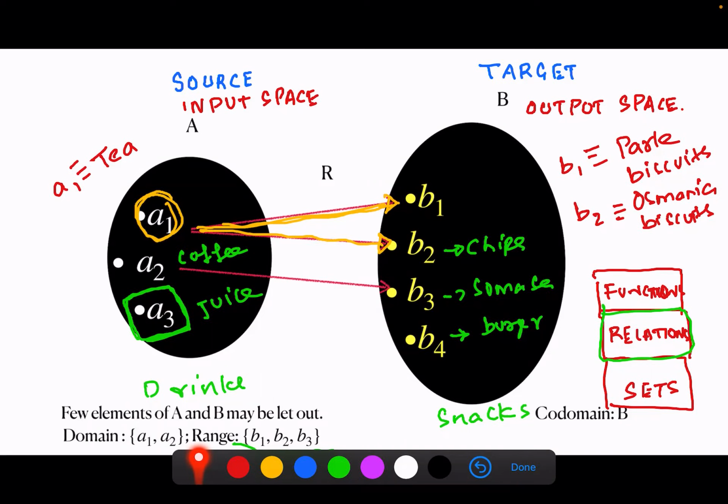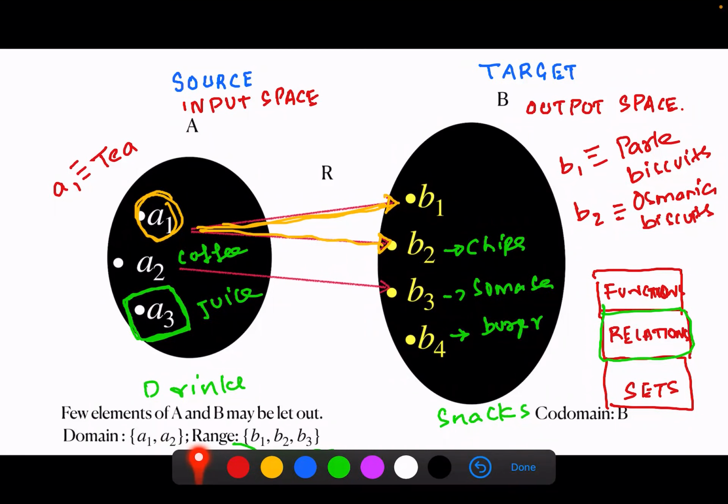So in that codomain, B4 will also be included, right? Yeah, B4 will be included. It is the entire set B. If you look at the range, B4 is not there because it is not connected to anybody in set A.